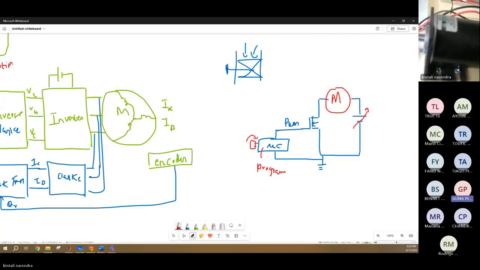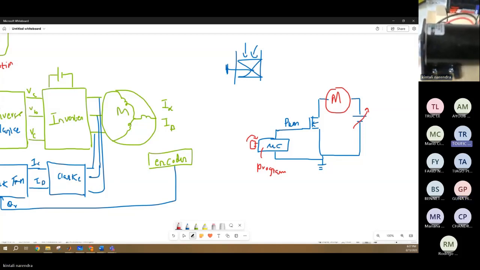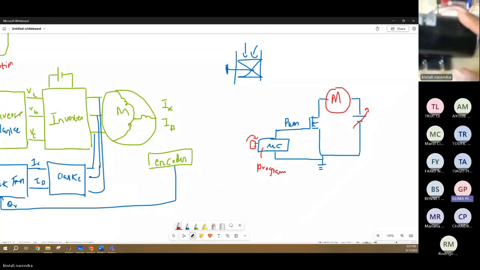This is a DC motor, just a DC motor. This is a brushless DC motor? No, this is a cheap DC motor, but good for an experiment. It's a 12 volt DC motor. Tomorrow I'll show you a brushless DC motor.